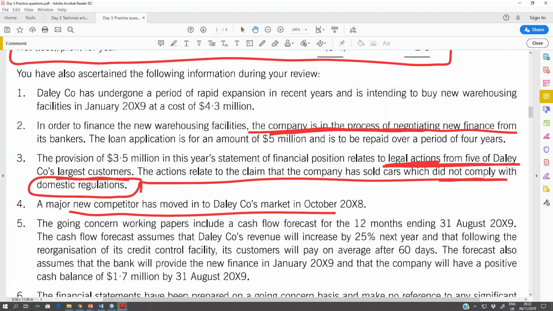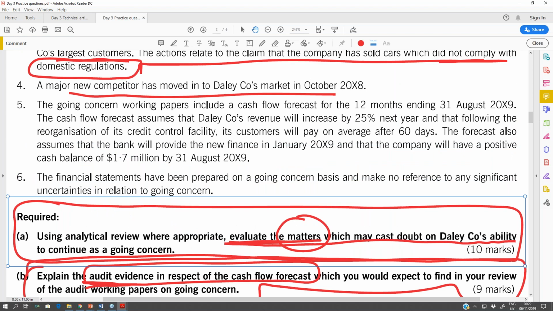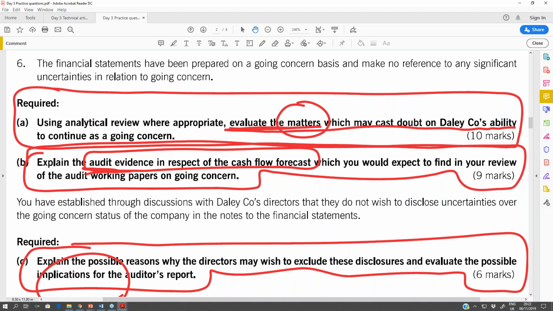Look at this point number six here. It says the financial statements have been prepared on a going concern basis, that's fine, and make no reference to any significant uncertainties in relation to going concern. There are so many significant uncertainties relating to the going concern, which should have been disclosed. So the company is a going concern, right? However, there are some significant uncertainties, and the management should have disclosed these in the notes, but they're reluctant. They're not giving these significant uncertainties in the note.